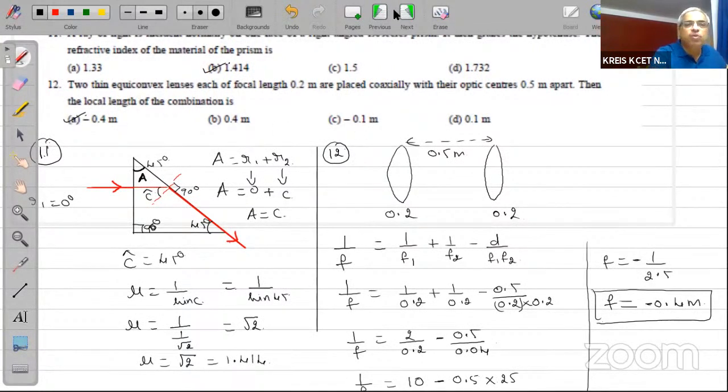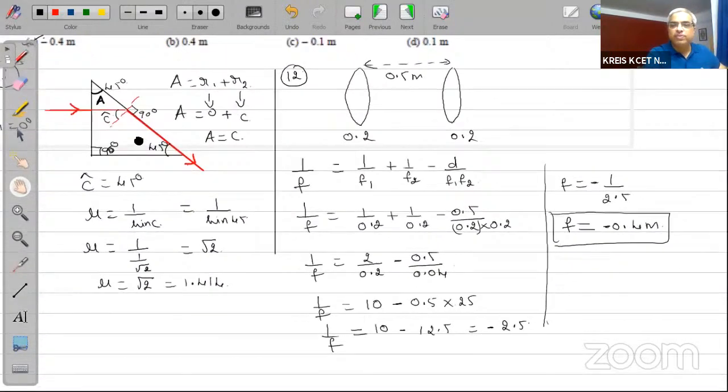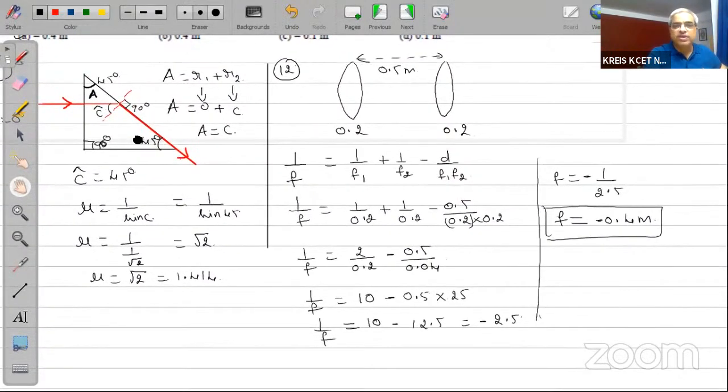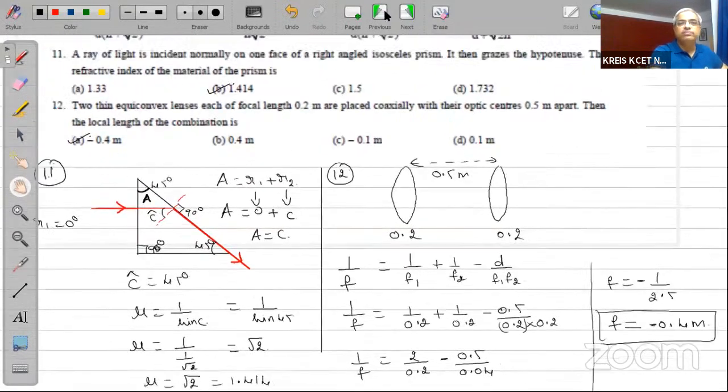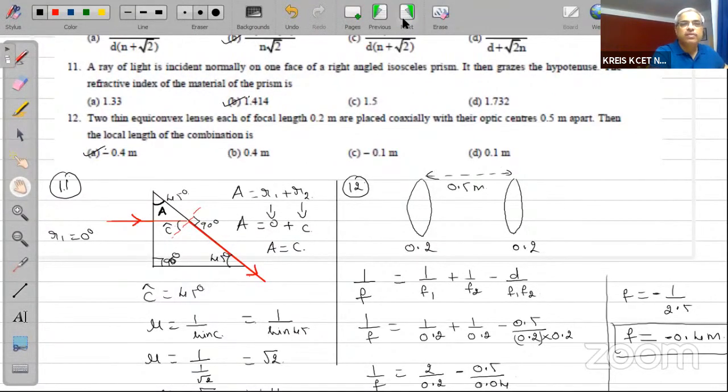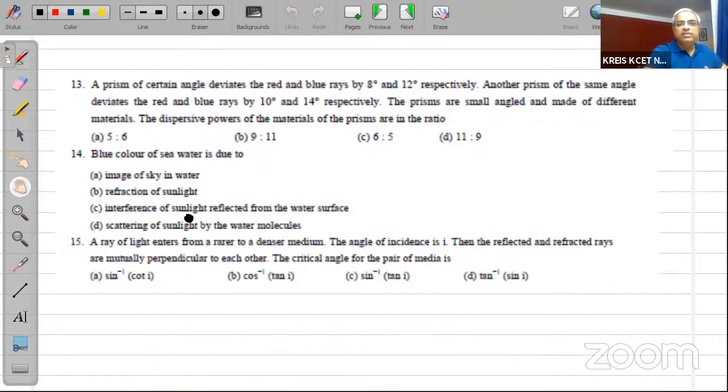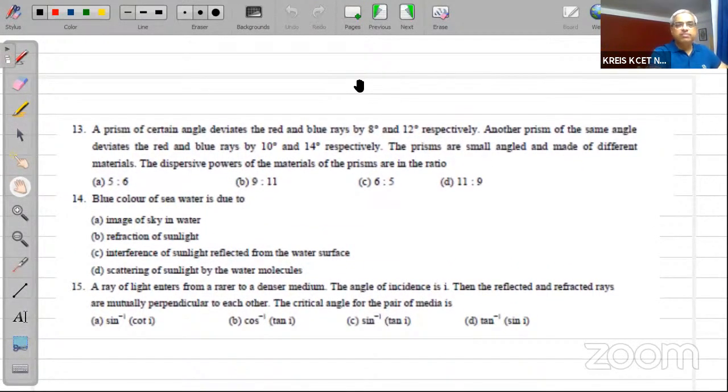Okay. Now let's move on to the next set of questions. The 12th one, it's just a matter of simplification and you can easily work it out. Okay. 13th question. Just give me a moment's time.